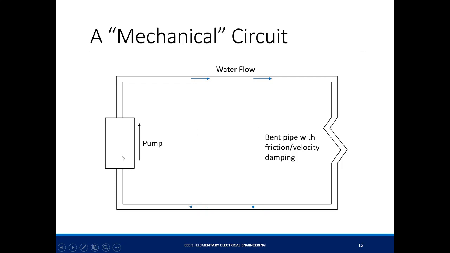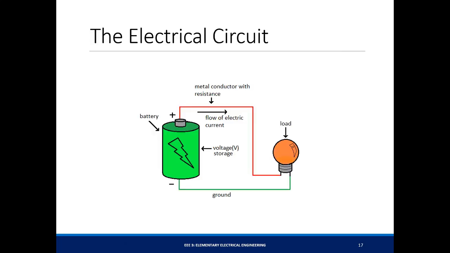So if the water flow keeps increasing, the force of friction right here, or velocity damping right here, also increases until it compensates for the force done by the pump. That's kind of like your resistance. So at steady state, it compensates the voltage that is the output of the battery.